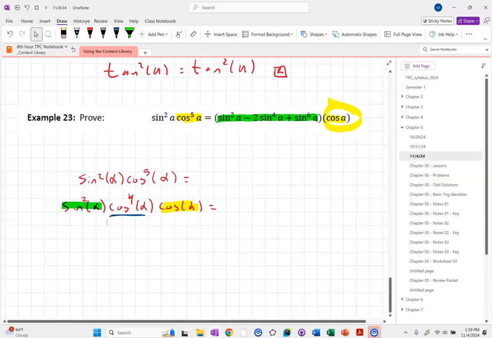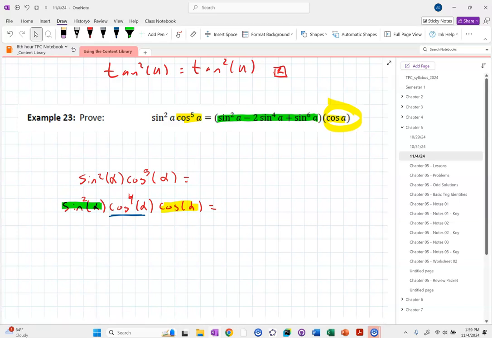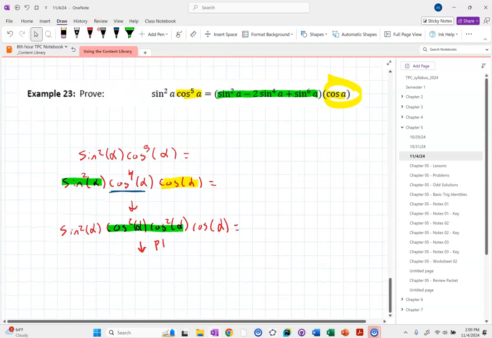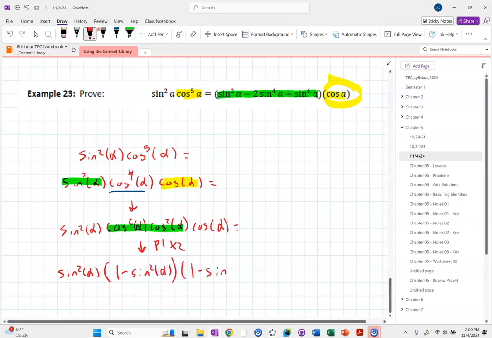Now, if I look at my identity sheet, I don't have any cosine to the fourths. But if I rewrite this again as cosine squared times cosine squared, now I'm good to go, right? I can use P1, well, twice, to rewrite cosine squared as 1 minus sine squared, and then 1 minus sine squared again.